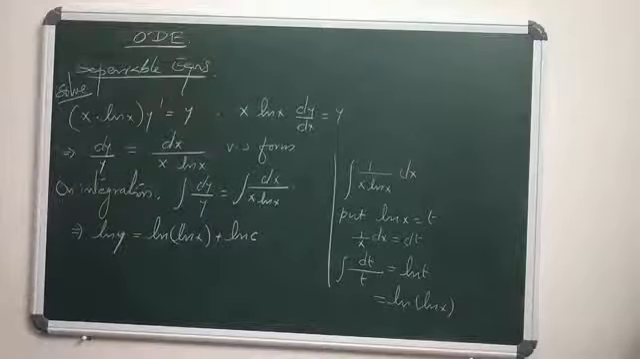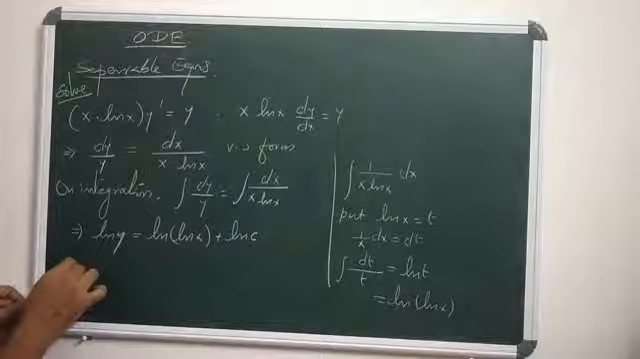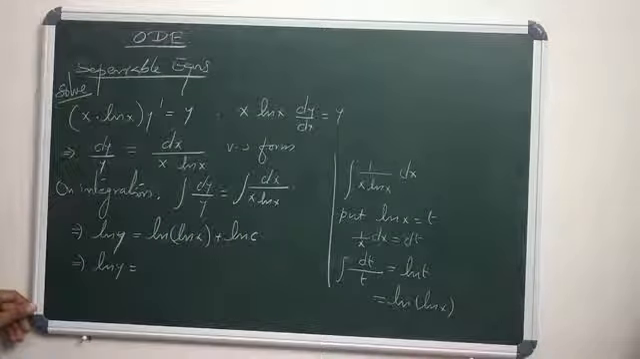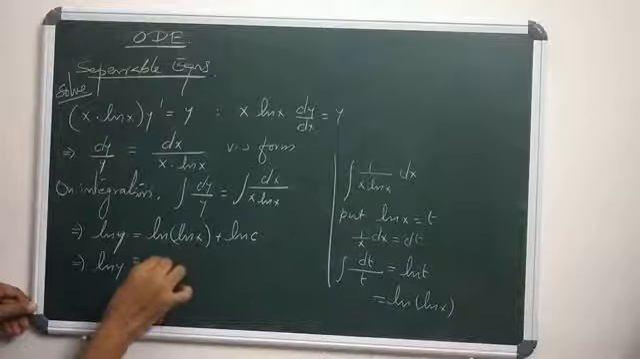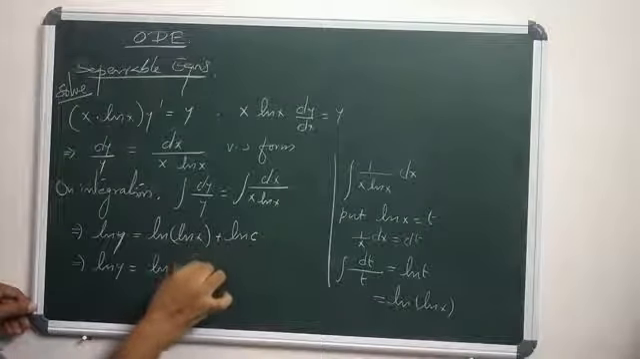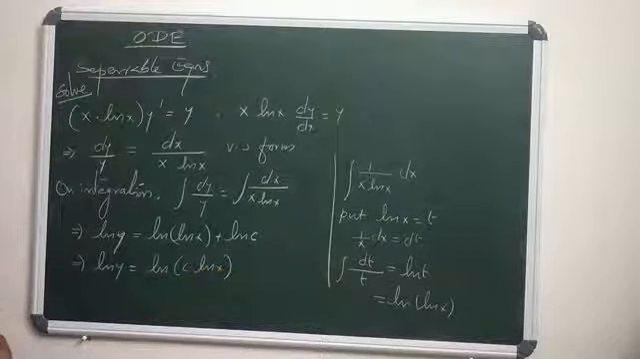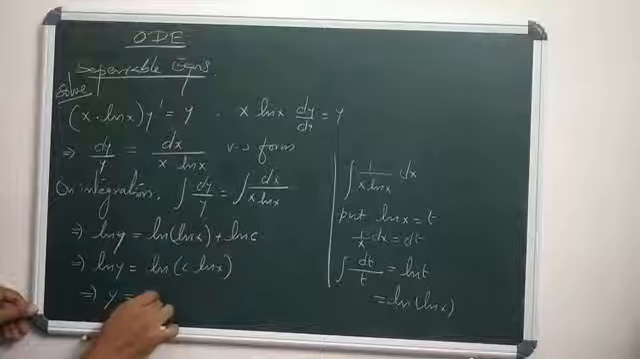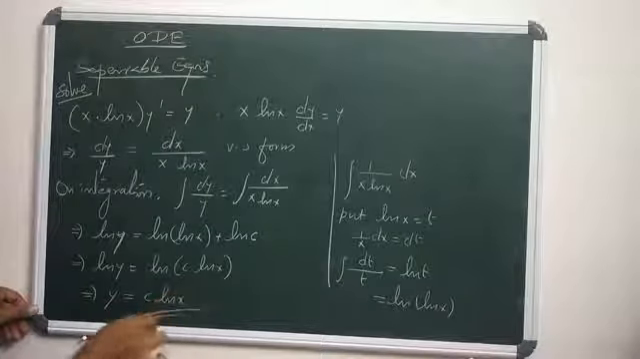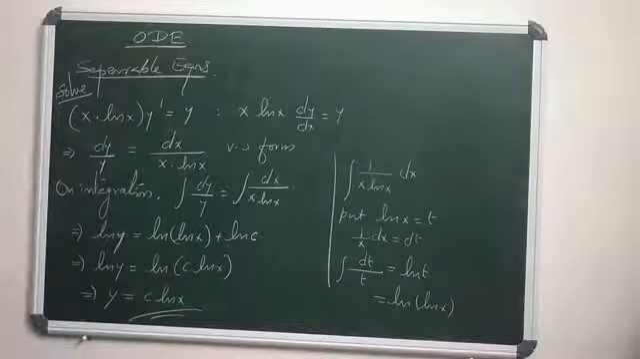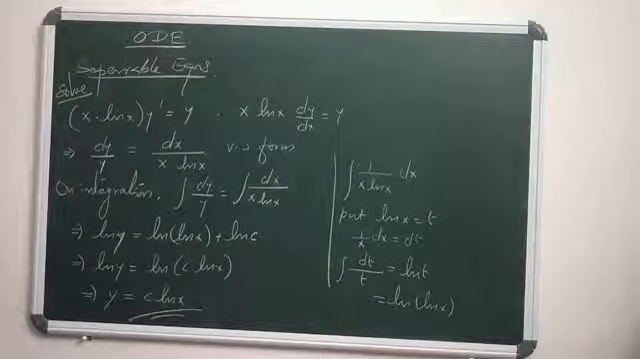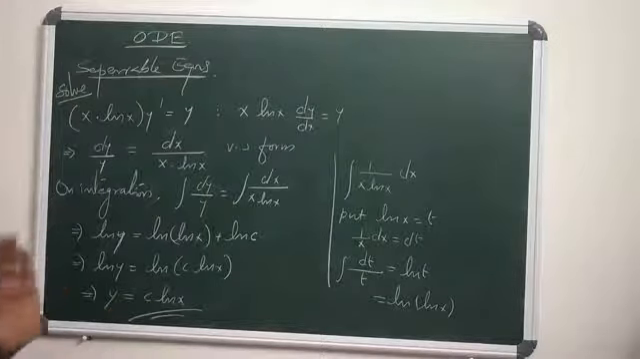For convenience, the constant is taken as log c. So log y equals log c plus log of log x, and since the right side is of the form log a plus log b, it is log ab, that is, log of c into log x. Taking anti-log on both sides, we have y equals c log x. So this is the solution of the given differential equation x log x into y dash equals y. So y equals c log x will be the solution, where c is an arbitrary constant.